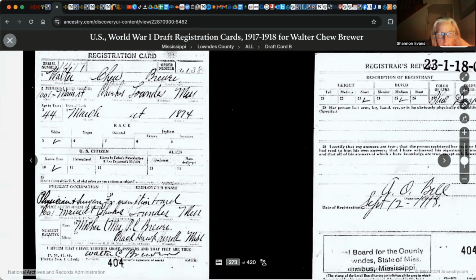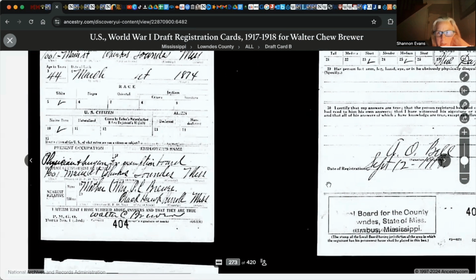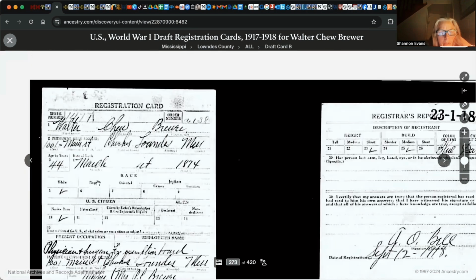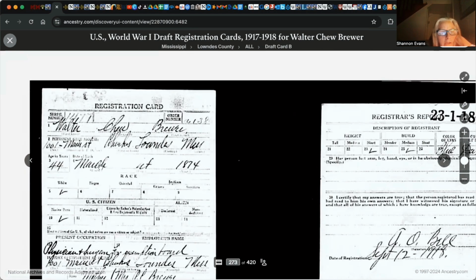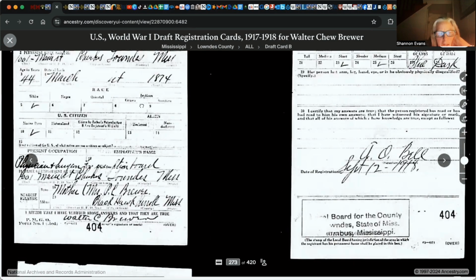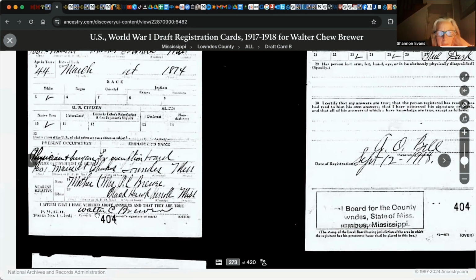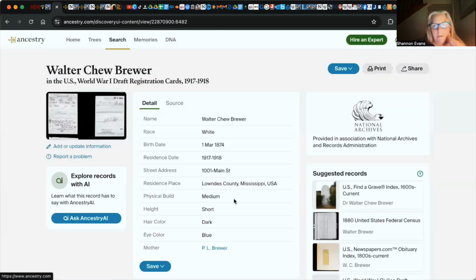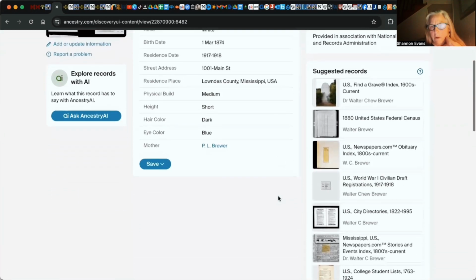And it's really difficult to read this. I could blow this up, but it's the hospital on Main Street. And he registered, he was 44 years old in March of, and he was born March of 1874 per his draft card. And his mother is listed as his next of kin. And he signed it. There we can see what his signature looked like. Okay. So now I'm going to go down here.